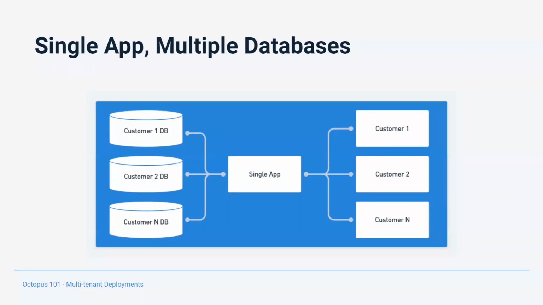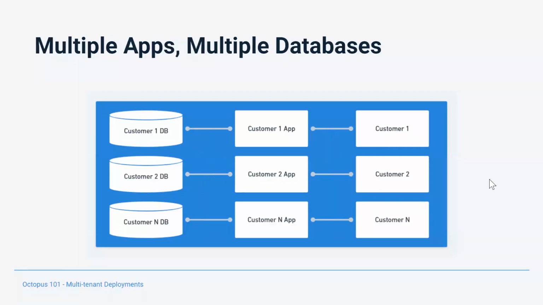The last use case we're going to look at is actually the one we're going to use today for our demos, because it really showcases the tenancy feature of Octopus and multi-tenant deployments. And this is the case where each tenant has its own application and its own database. So customer 1 is completely separate from everyone else. I can update them on their own schedule. I can put them onto their own version. I can even modify the deployment to have different assets if needed.